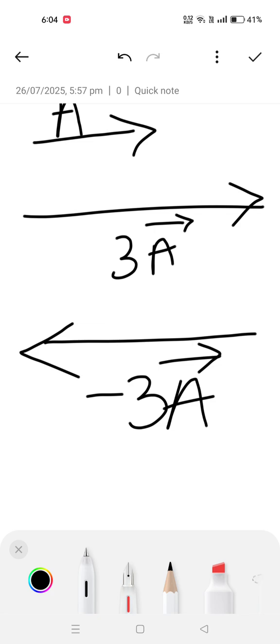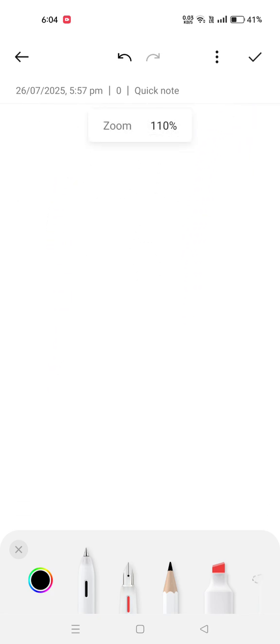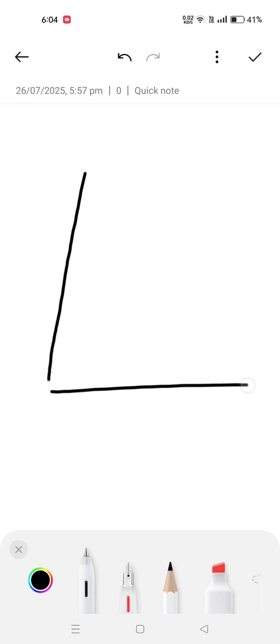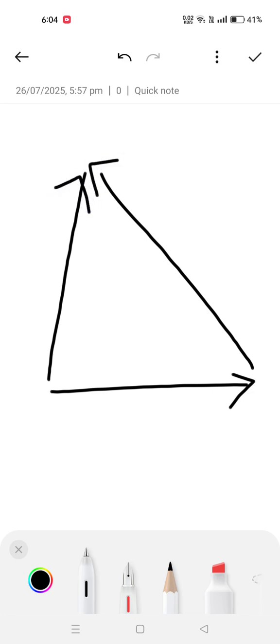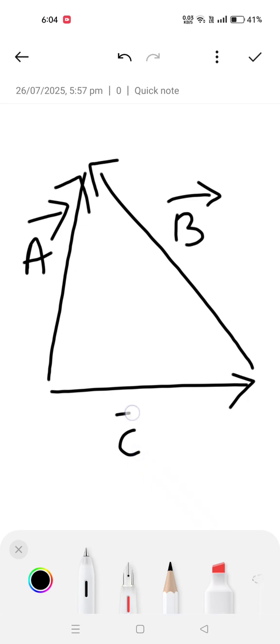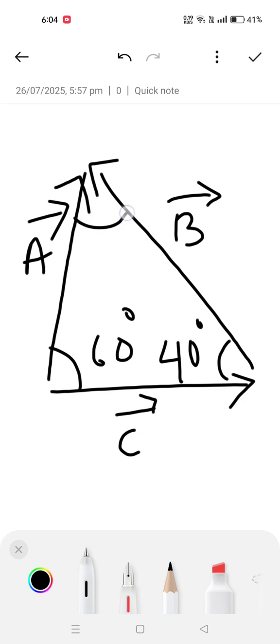Okay, next we have angle between two vectors. Supposedly this is vector a, this is vector c, and this is vector b. Now a vector, b vector, and c vector. This is supposedly 60 degrees, this is 40 degrees, and this is 80 degrees. Okay, this makes 180 degrees.